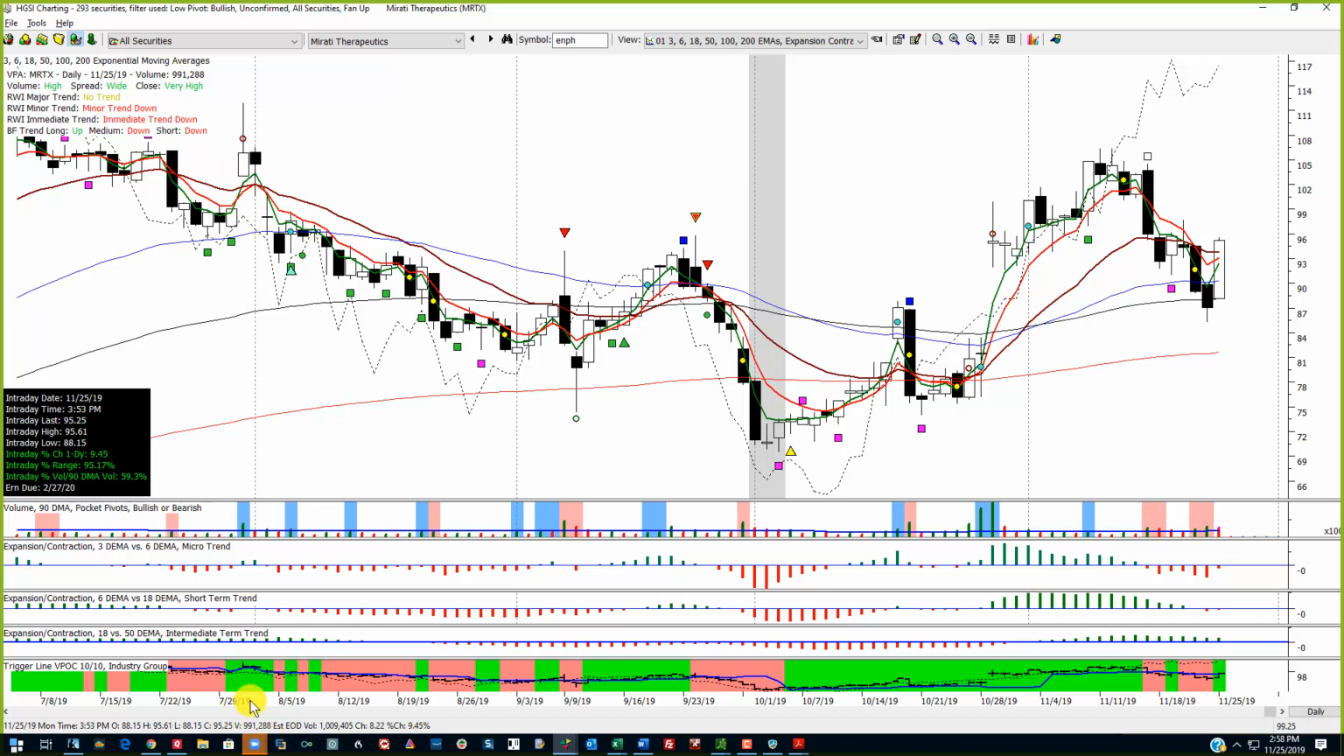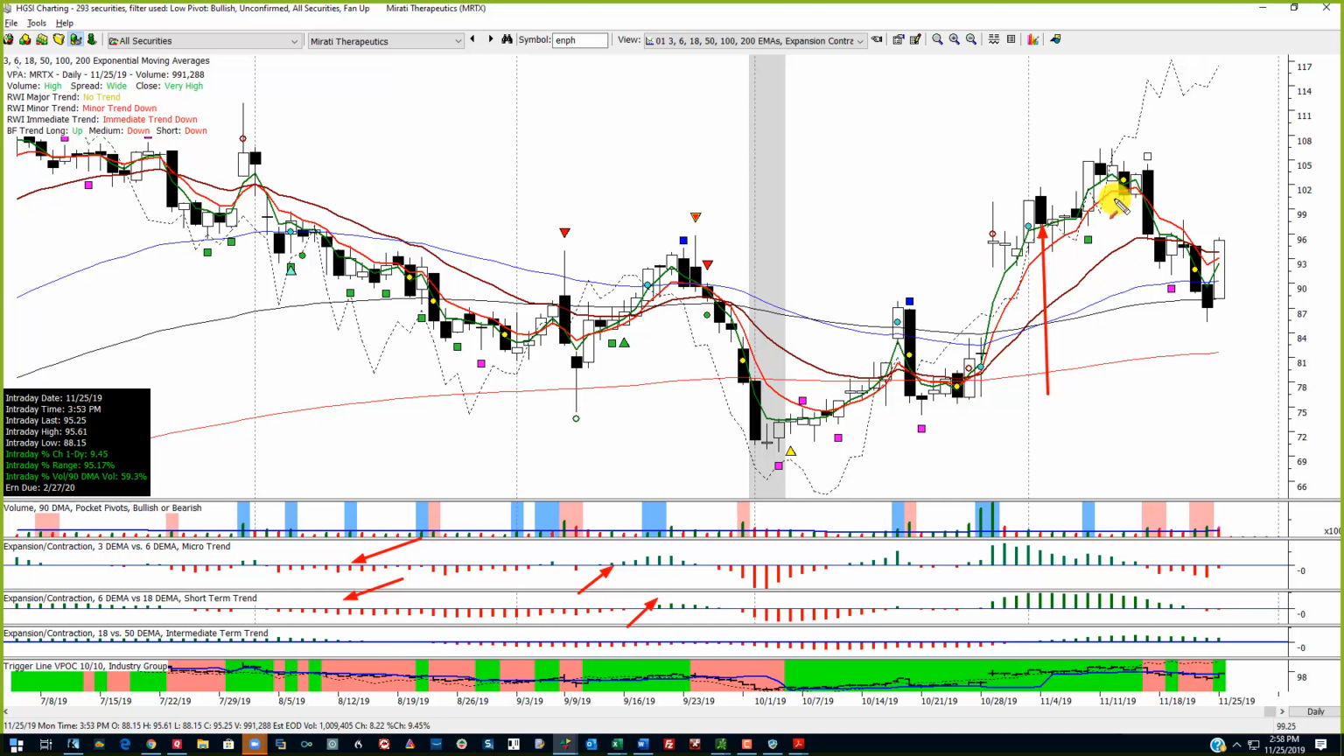What is this? This is 7/29 of 19, which is not that long ago. And this stock was clearly in a downtrend. You can see the histogram on the 3 versus the 6 and the 6 versus the 18 was negative, popped up a little bit here and here, but the fan did not go into effect. The fan is not in effect really on this stock until right here when all these moving averages are crossed.